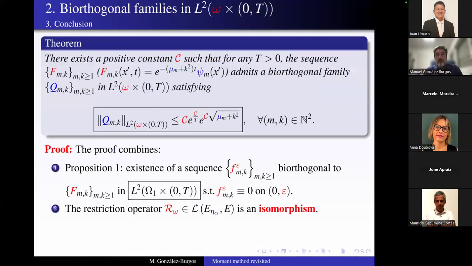Okay, the conclusion is then that we can prove our main result. This is our main result. The S is of AB orthogonal family, and this in L2 of little omega. This is important, and the norm is bounded in a very, very nice way. And the proof combines first the system of AB orthogonal family in L2 of omega 1, and second, the restriction operator. It's an isomorphism, then we can construct AB orthogonal family in L2 of little omega from the AB orthogonal family in L2 of big omega 1, capital omega 1. And this is the result, and this ends in some way the proof.